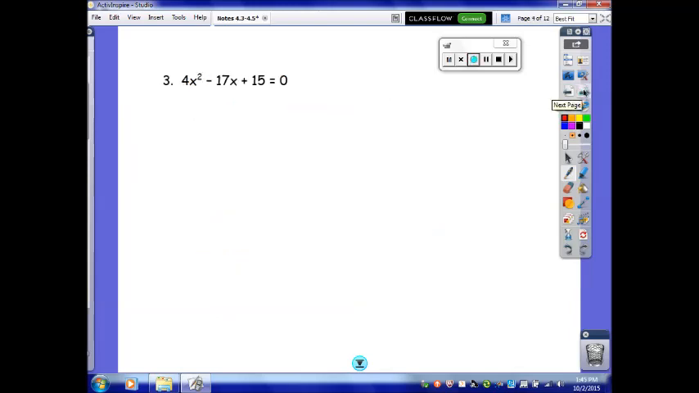Alright, look at our next problem. It's already in standard form. It doesn't have a GCF. Always look for GCFs, greatest common factors, when you go to factor something. This one doesn't have one, so let's do the A times C method. 4 times 15 is 60, so it multiplies to give you 60, but adds to give you negative 17. Hopefully that's negative 12 and negative 5.